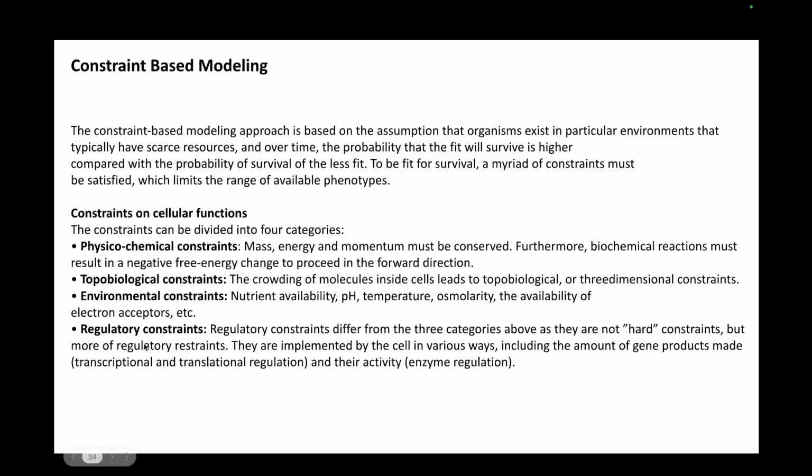regulatory constraints. These are not technically hard constraints, but they are implemented in the cell in various ways, including the amount of gene products made, which can be done through transcriptional, translational, or even post-transcriptional regulation, and enzyme regulation. So there can be several regulatory constraints. In the first few modeling lectures, if you remember correctly, we did not account for these regulatory constraints. In the later stages, when we did rFBA, we accounted for these regulatory constraints. So these are the different constraints that we can use for this constraint-based model.